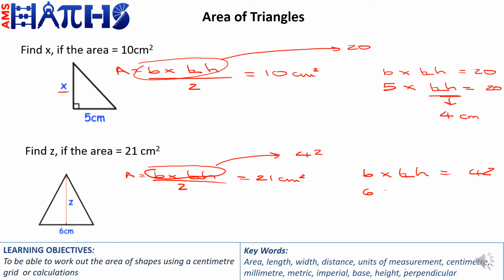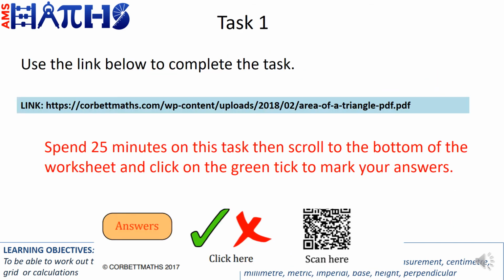Now, they've given us the base to be 6. We do not know our height. That is what we need to find out. But we know 6 times the height should give us 42. So what number do we multiply 6 by to get 42? That number is 7. So the height of our triangle is 7.